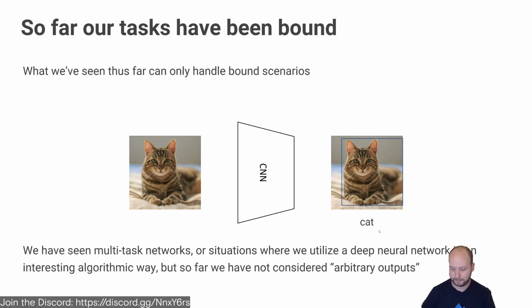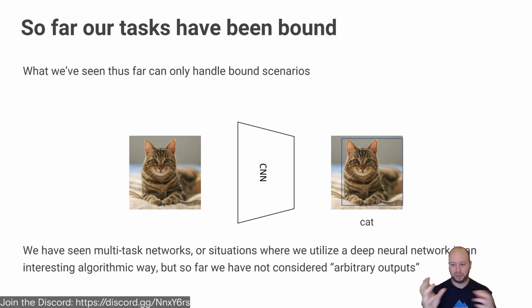So, okay. So far, the tasks that we've been looking at have been bound, as in, I give you an image of a cat, and the result of that is a classifier that tells me that this is a cat, and here's the bounding box that tells me this is the space which the cat occupies in the image. We didn't really go deep into computer vision models like Mask RCNN, or any kind of region proposal network. So I'm not talking about that here.